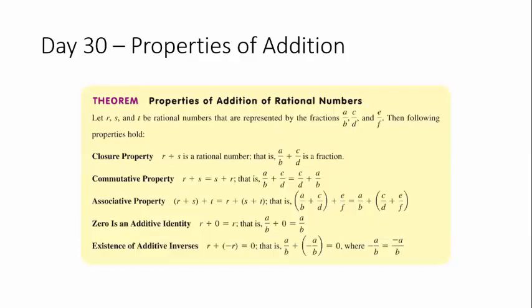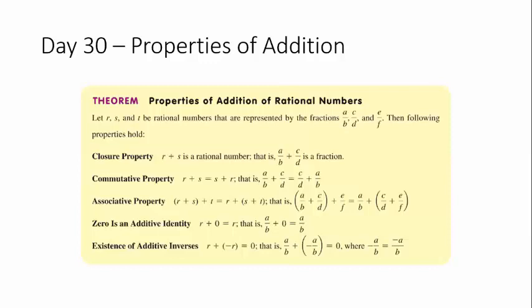Just as we've seen before, closure means that when two numbers are operated on, then the result is back in the same set. The commutative property has to do with the order of the operation, in this case, addition. The associative property has to do with the way the terms are grouped. So you'll notice that your rational numbers are grouped differently on each side of the equal sign.